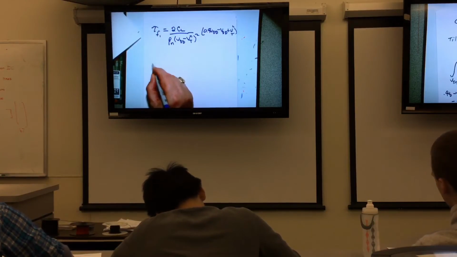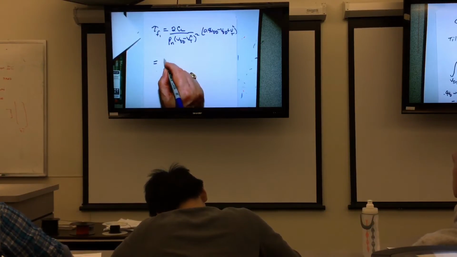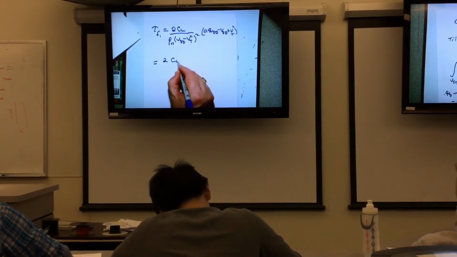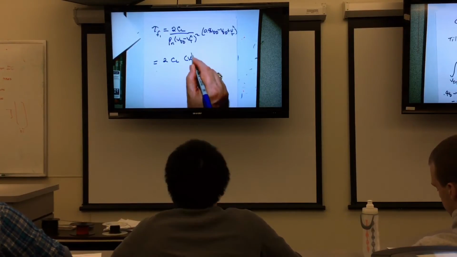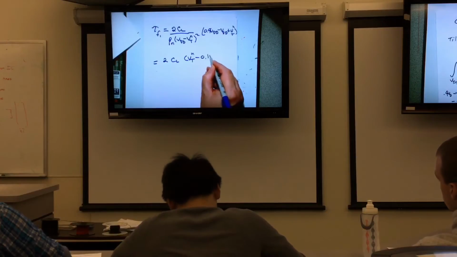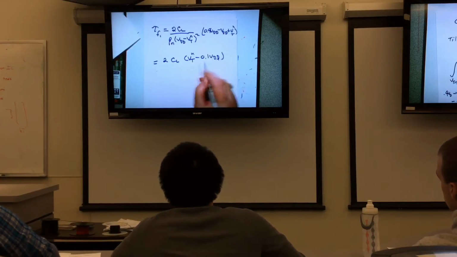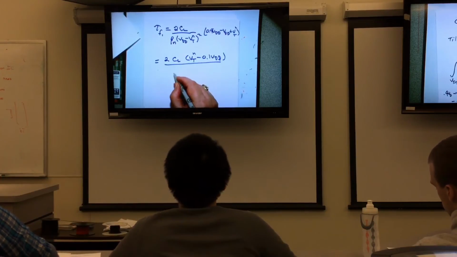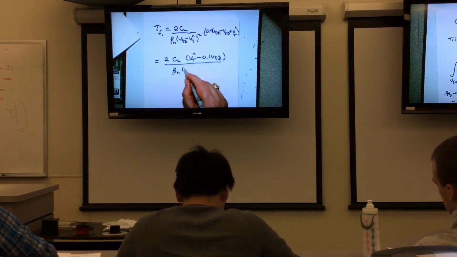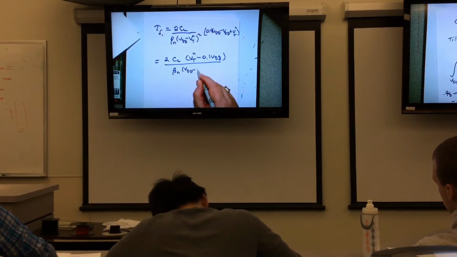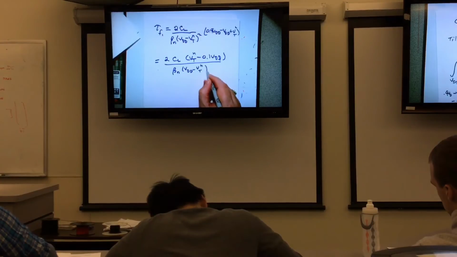And so after moving things around, this is 2 C sub L times V threshold n minus 0.1 VDD, all divided by beta n times VDD minus V threshold n all squared.